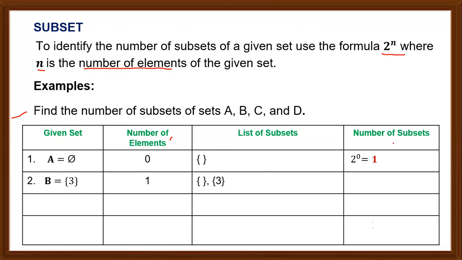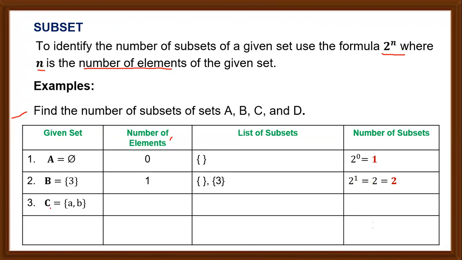Then, find the number of subsets. Using the formula again, 2 raised to n, or that is, replace natin, substitute, 2 raised to 1. Saan nanggaling yung 1? Ito po yon. Yung 1 na number of elements. Kaya 2 raised to 1, ibig sabihin niyan, that is 2. Or that is simply 2 yung answer natin. Kasi, ni-raise mo lang siya sa 1, isang beses lang yon.